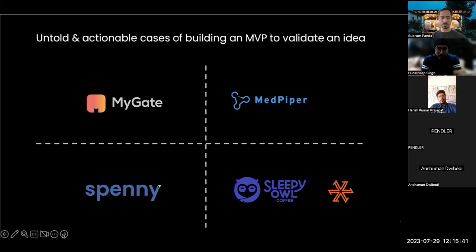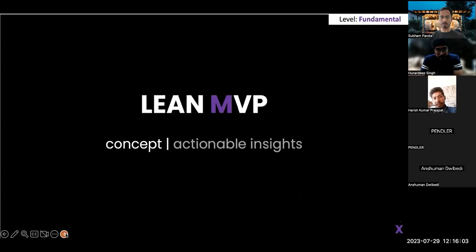So with that note, we'll quickly begin with the concepts portion, and then we'll move to actionable insights, where we'll discuss how MyGate did this lean MVP approach, how MedPiper grew with the lean MVP approach, and how Penny, Sleepy Owl and Zostel grew with the lean MVP approach. Before that, for the next 30 to 40 minutes, we'll cover some of the concepts, not in a boring way. We'll try to make it interesting.